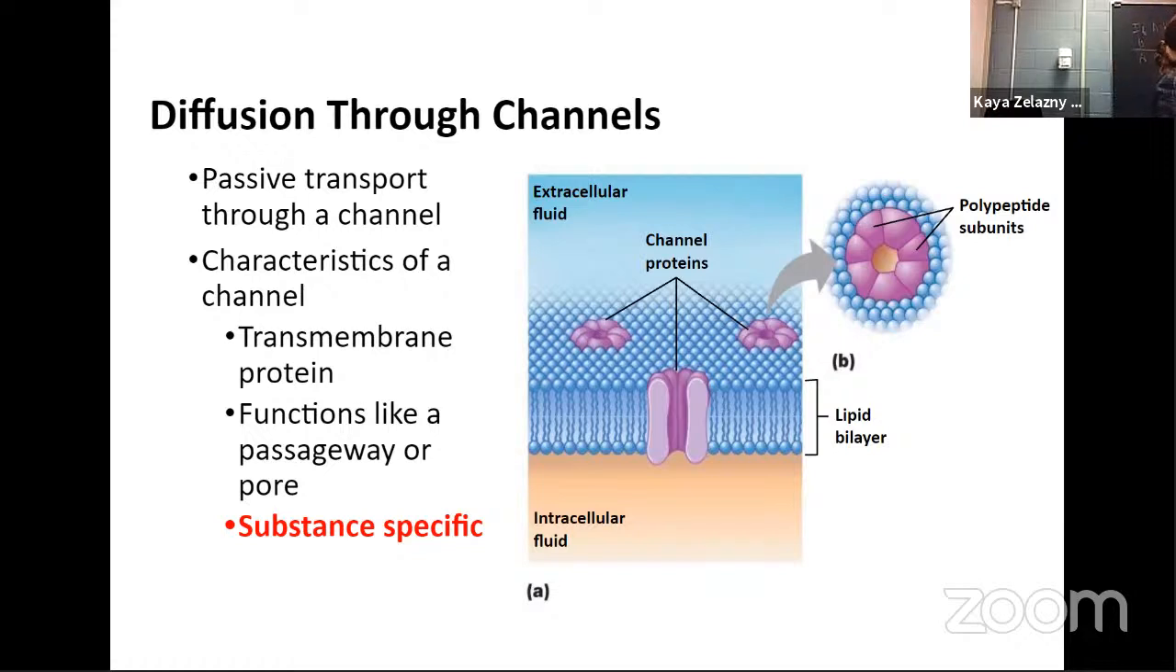And they are also substance specific. So even though they don't have a binding site, that internal part of the channel is going to have certain chemical and physical properties that mean that we do have a channel for sodium, a channel for potassium, things like that. Usually when we talk about channels, we'll be talking about ions. Not a strict division between channels and carriers, but it's something you'll notice is true as we move forward.